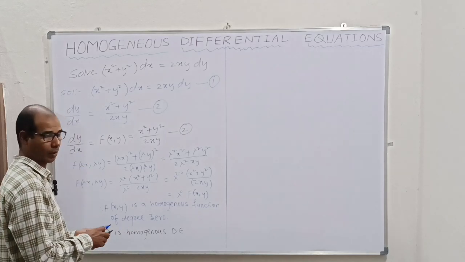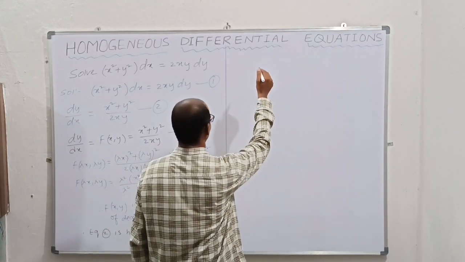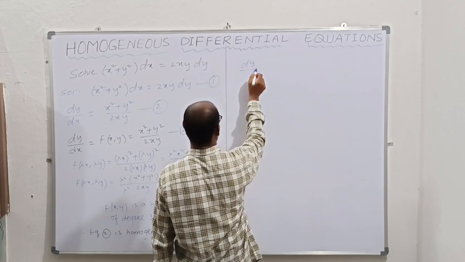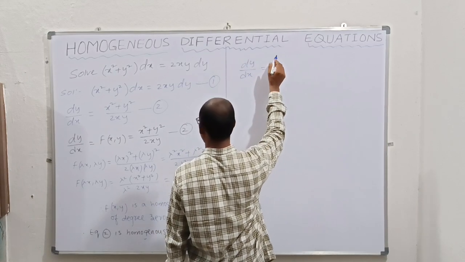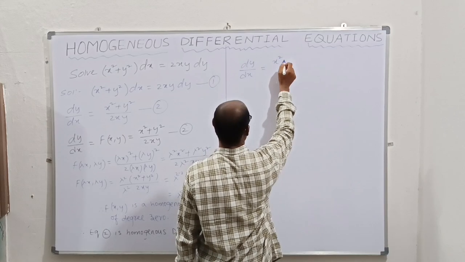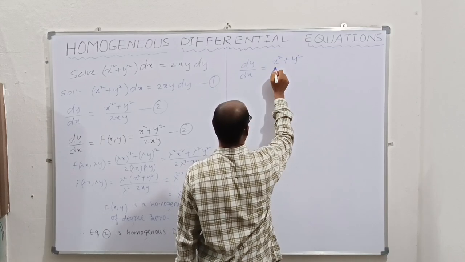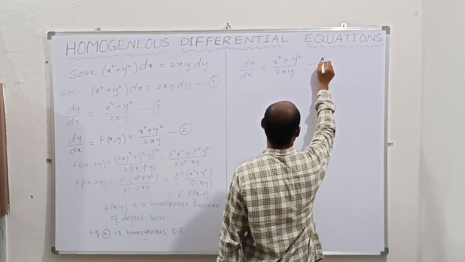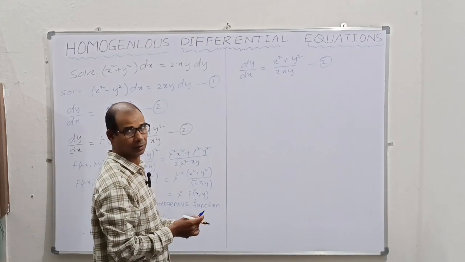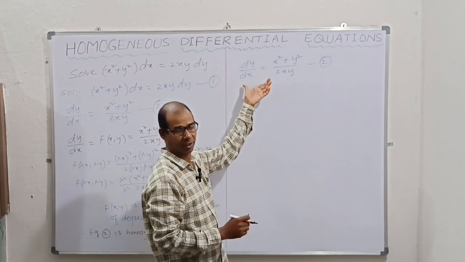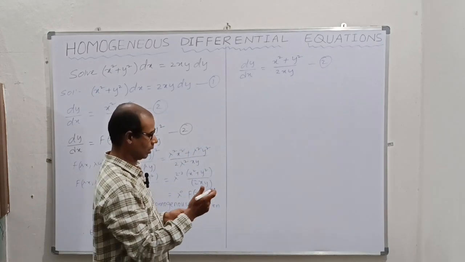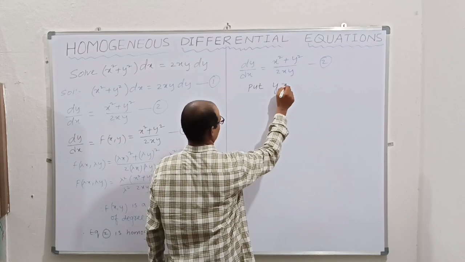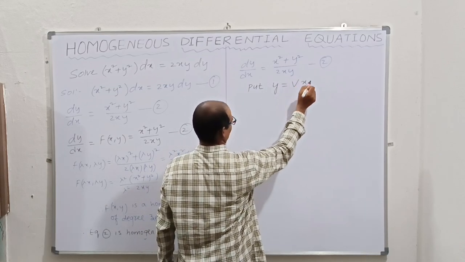Now we have to solve. Okay, so dy by dx is equal to x square plus y square upon 2xy. So what we have to put now? This is a homogeneous differential equation, so we should substitute, put y is equal to v into x.